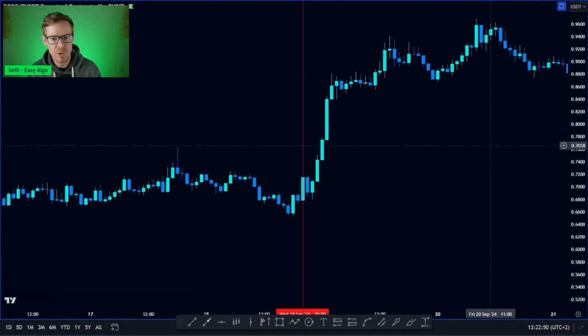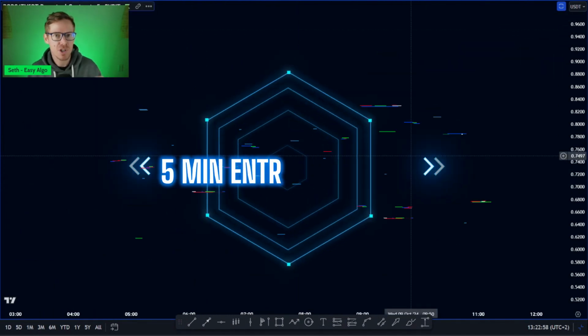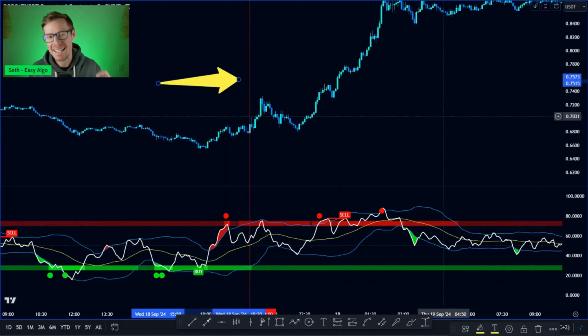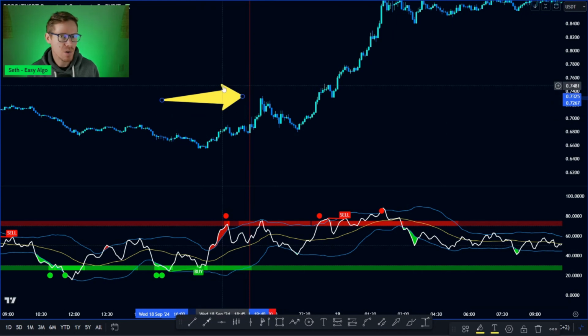Then all we do at that point is we jump onto a 5 minute time frame. And we're going to start looking for our entries on the 5 minute. This line over here is that exact signal we received on the higher time frame bias that the white RSI line was crossing above the middle line. This means we're looking for bullish trades only at this point.